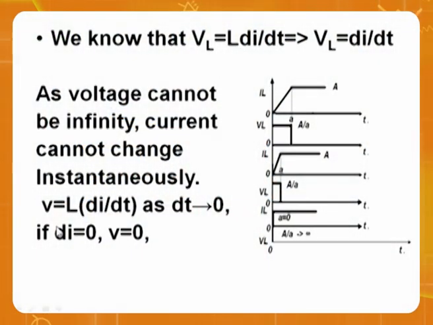I0 plus minus I0 minus is equal to 0. That means the current before switching and after switching is equal. This is another way to look at why current cannot change instantaneously.